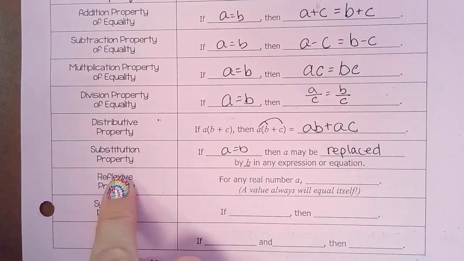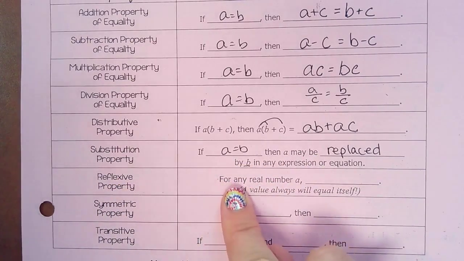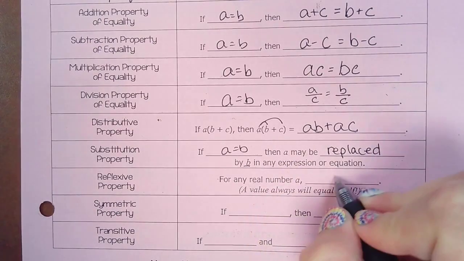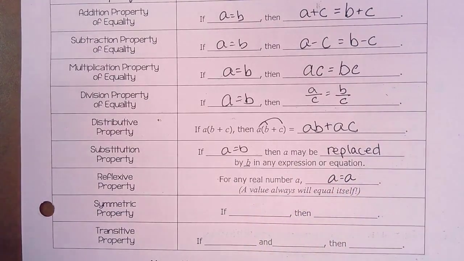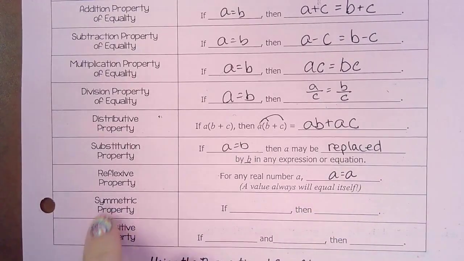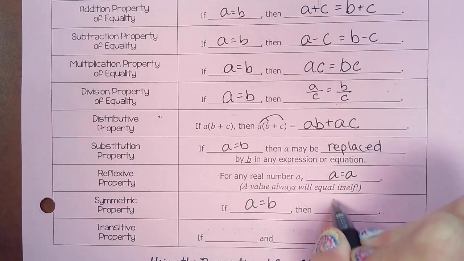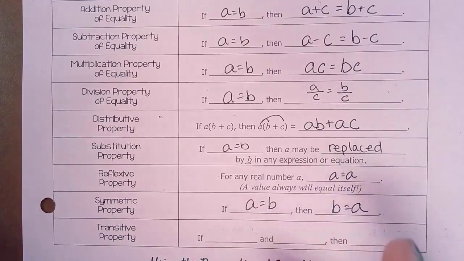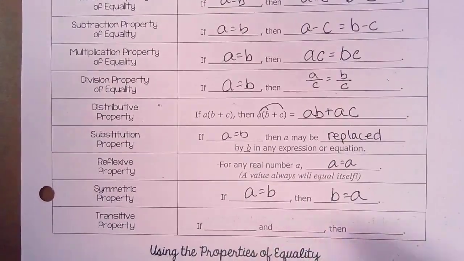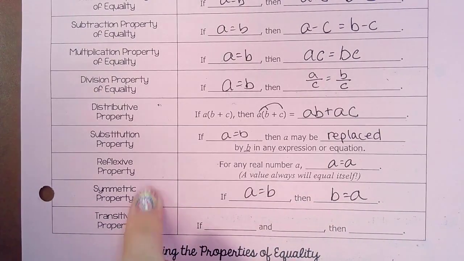Okay. Reflexive property, so that means the number is going to be equal to itself. So for any real number A, A equals A. It equals itself. Symmetric property. So that means if I have A equals B, then that's the same thing as B equals A. I'm flipping the sides. However, in our proofs, if you flip the sides like this, you have to denote that it was the symmetric property.